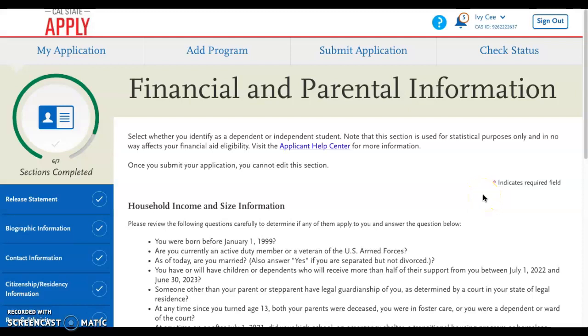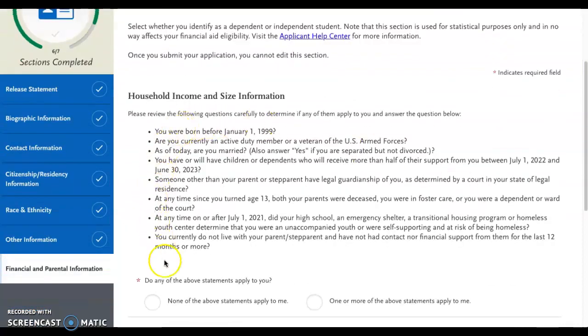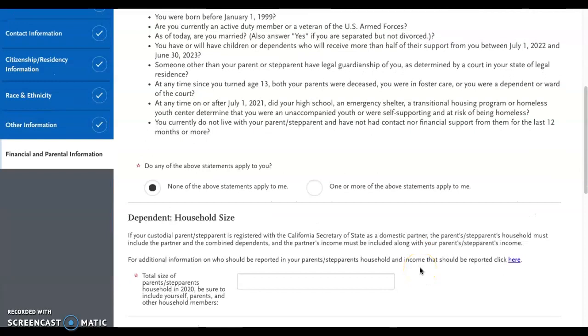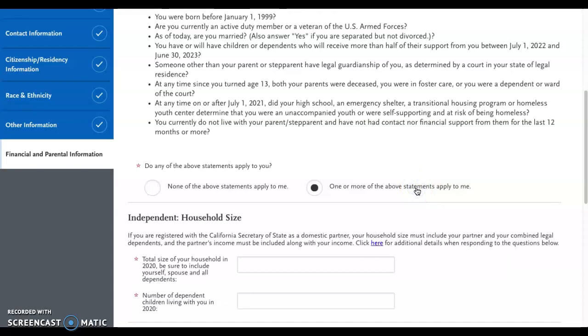The last screen in this quadrant is going to be the financial and parental information. So what you want to do on here is read all of these questions and answer yes or no. If you answered no to all of these questions, you are going to be considered a dependent for the purposes of this application. And what that means is you are going to have to provide information about your parents. If, however, you were able to say yes to any of those questions, you are considered an independent for the purposes of this application. Please note that this has nothing to do with how you identify on your taxes.